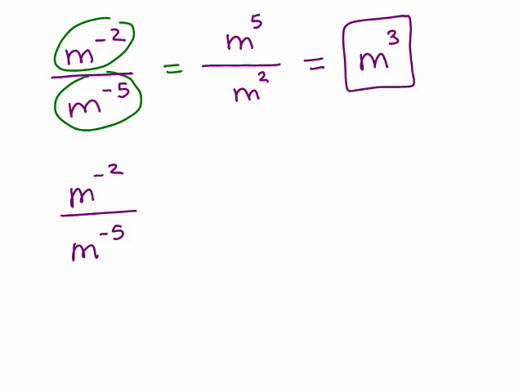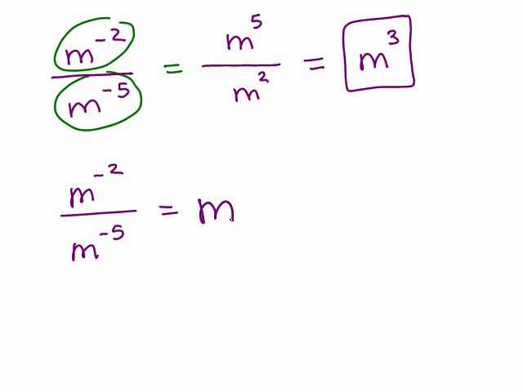My suggestion is to usually take any negative exponents and rewrite them with positive exponents by moving it from the numerator to the denominator or vice versa. But you could also use the quotient rule at the beginning of the problem. So if we take this problem again, m to the negative 2 over m to the negative 5, you can also use the quotient rule.